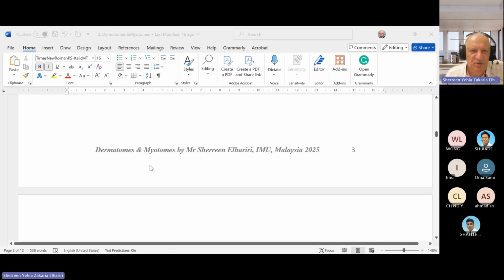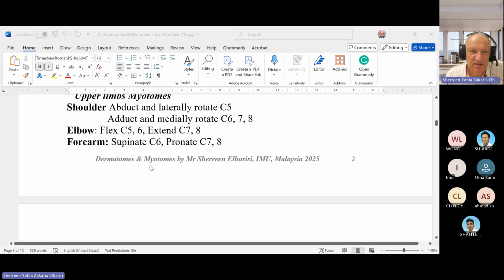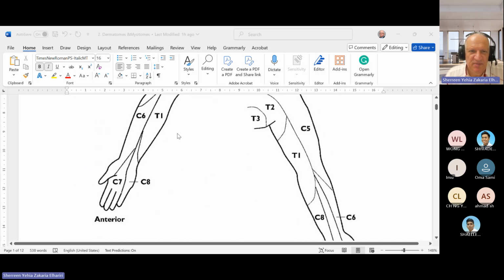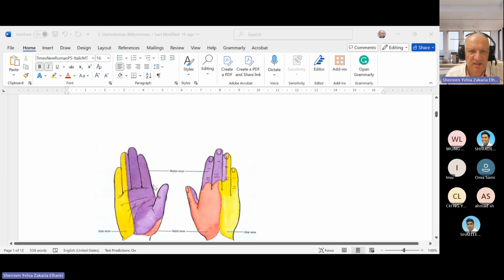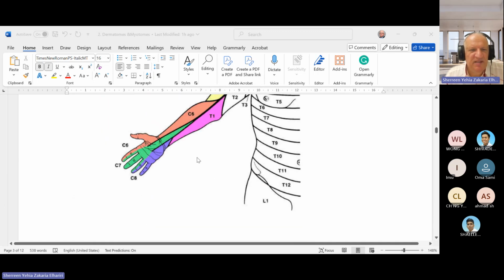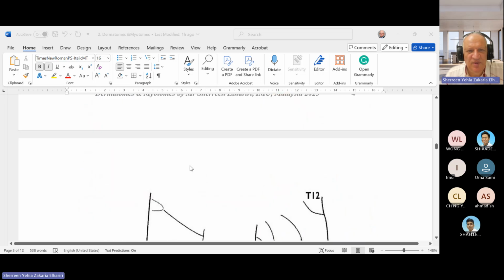So again, dermatomes in the upper limb are important. It's a common question, especially in orthopedics, and it is important to just remember this page or these figures. I will send it to you in the WhatsApp group. Okay, so it is easy. The same for the lower limb.